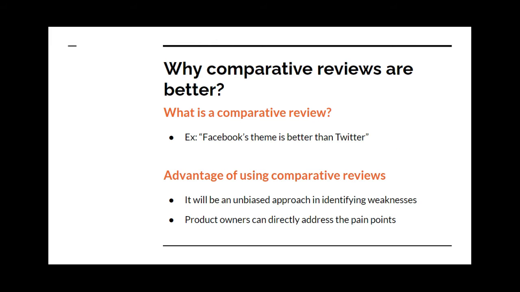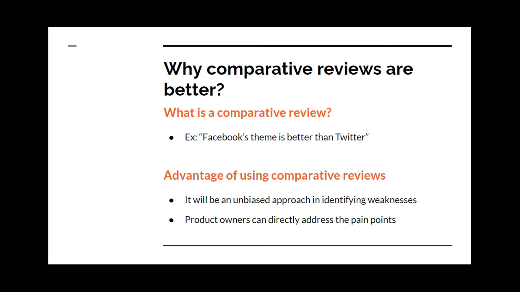And next, we'll see why comparative reviews are better. Comparative reviews are usually in this format, like in the example, Facebook's theme is better than Twitter. Here, two different entities are compared directly, but in the case of using individual reviews, you will have to collect them separately and then identify which one is weaker. It is not accurate if you collect the number of weaknesses mentioned under one product and then get the count of it and say that this particular product is performing better than the other.